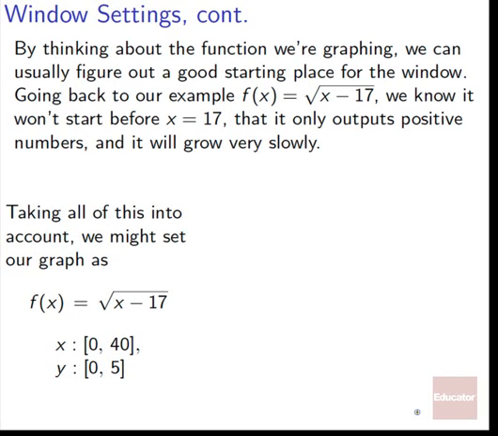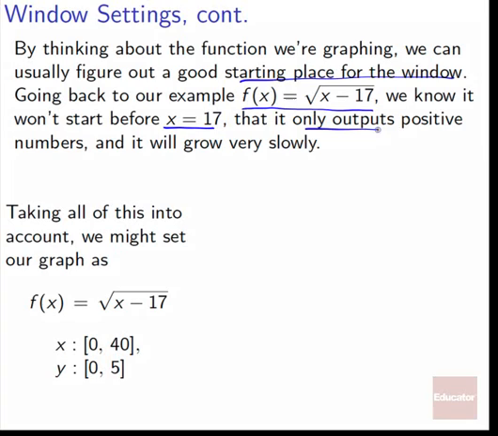By thinking about the function we're graphing, we can usually figure out a good starting place for the window. So going back to our example of f of x equals the square root of x minus 17, we know it won't start before x equals 17, because if we put in an x less than 17, it's going to be undefined because we'll have negatives in our square root.